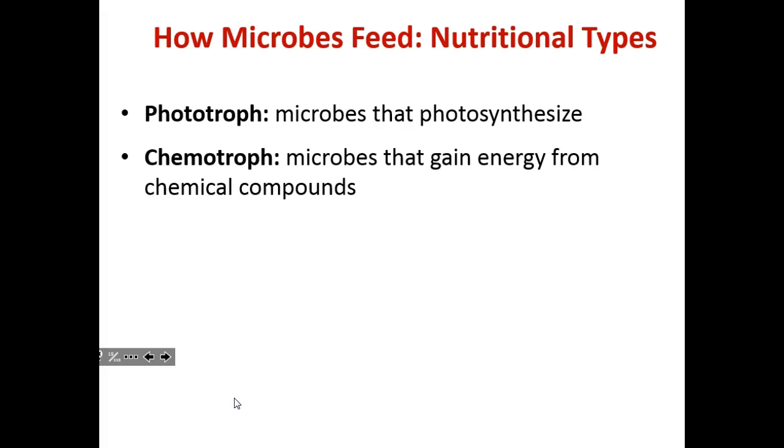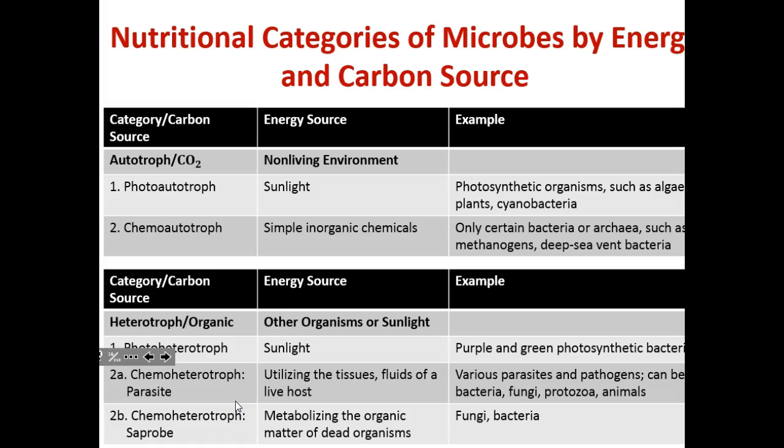So, how do microbes feed? The nutritional types are phototroph, microbes that can photosynthesize, or chemotroph, microbes that gain energy from chemical compounds. Here are the nutritional categories of microbes by energy and carbon source.